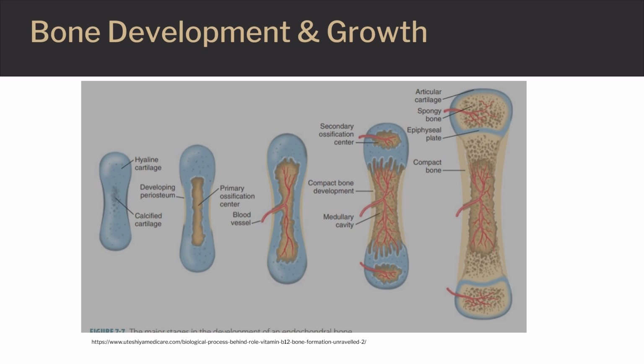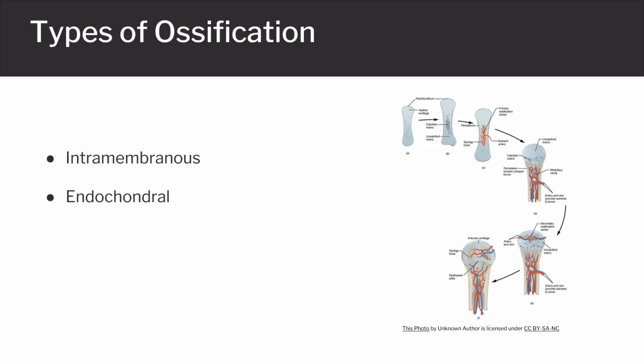Osteoblasts, osteocytes, and osteoclasts are the three cell types involved in the development, growth, and remodeling of bones. Osteoblasts are bone-forming cells, osteocytes are mature bone cells, and osteoclasts break down and reabsorb bone. There are two types of ossification.